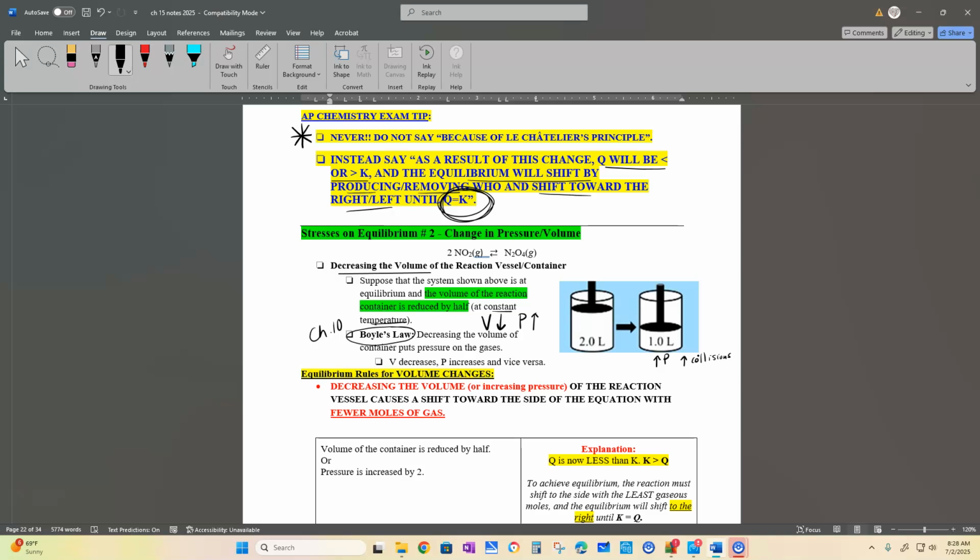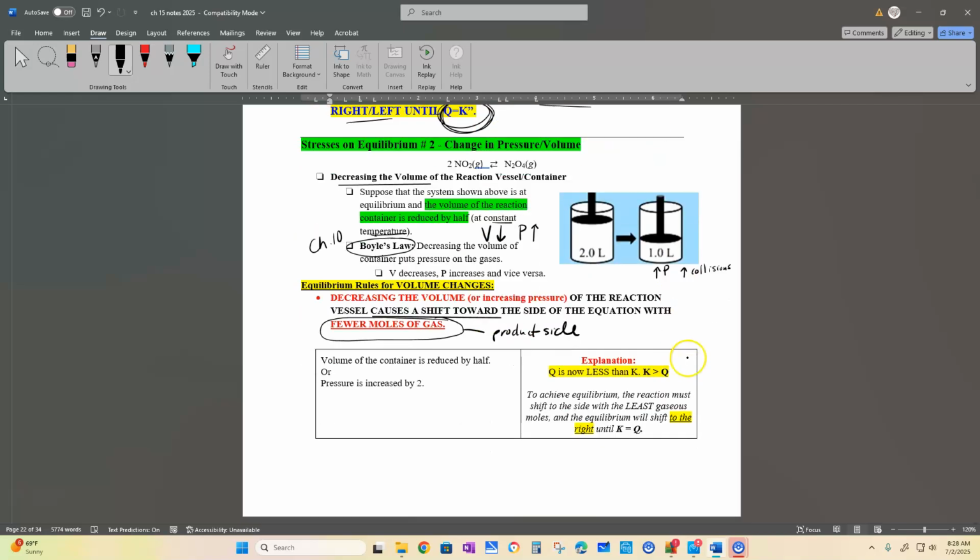If you decrease the volume, the reaction will shift towards the side with the fewer gas moles. So notice my equation. Which side has fewer gas moles? Well, my product side does. So what happens if my product side has fewer moles? I am shifting in that direction. I am literally going to that direction. So which one's bigger or smaller? Well, remember, if I'm going to have to shift to the product side, that means my K must be greater than my Q.